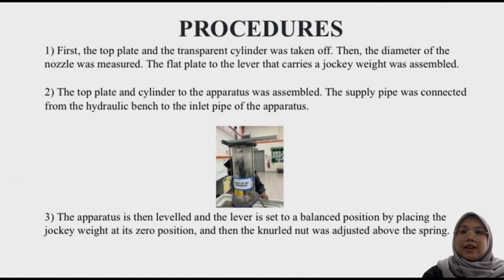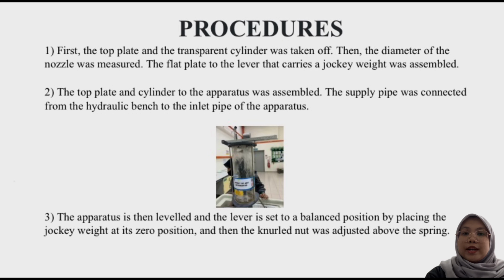Thank you. My name is Nurul Nazura binti Junaid and my matrix number is DF200151. I would like to present the procedure of the experiment. First, the top plate and the transparent cylinder were taken off. Then, the diameter of the nozzle was measured. The flat plate was assembled to the lever that carries a jockey weight. Second step, the top plate and cylinder were assembled to the apparatus. The supply pipe was connected from the hydraulic bench to the inlet pipe of the apparatus.